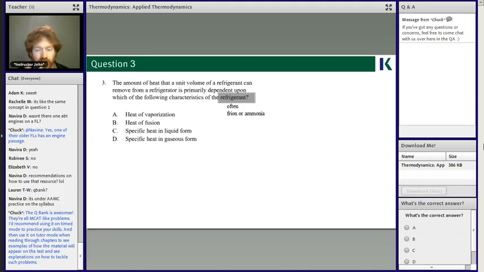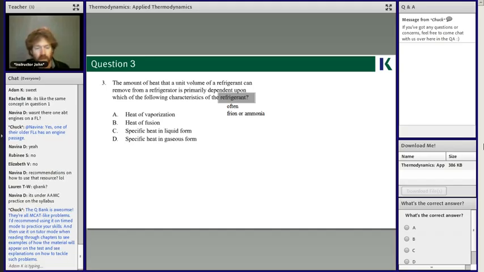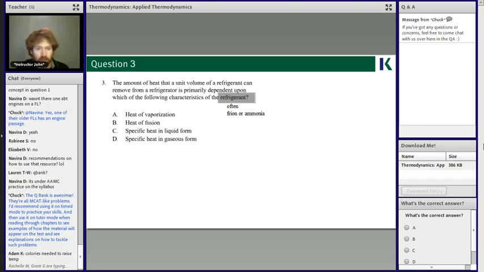So we have two different categories of terms here. We have heat of either vaporization or fusion and specific heat. So what does specific heat refer to specifically? Perfect, Adam. It's a great way to say it. So calories needed to raise temperature.